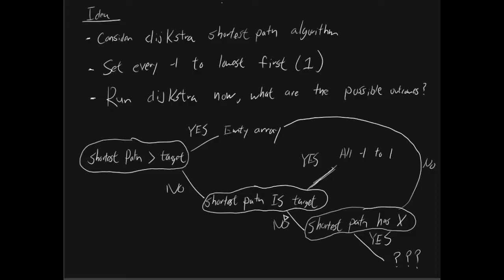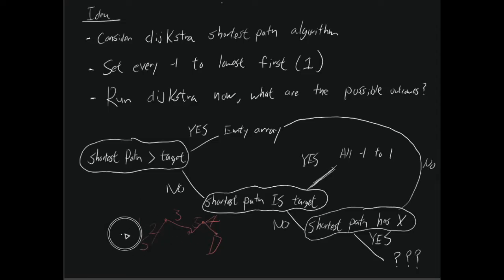But let's consider an even more complicated situation. What if it is not? So the shortest path is not the target. Now we're going to ask if the shortest path has any -1 path, which I'll call x. As I mentioned before, suppose there is a path from source to destination, and all of its weights are like 2, 3, 4, or 5. So none of them is -1. It means that we cannot do anything for this shortest path.